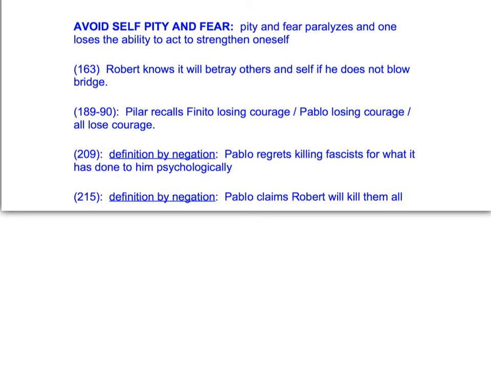Pablo regrets killing fascists, right? He's drunk and talking about all the fascists he's killed, and he regrets it for what it has done to him psychologically. So here he is, an example of an uncoded person who pities himself and pities the psychological despair from the killing, and he just wants to hide, so he's not committed to action anymore.